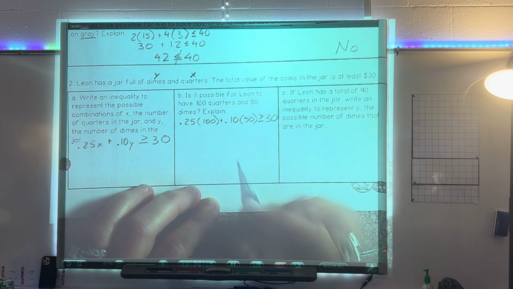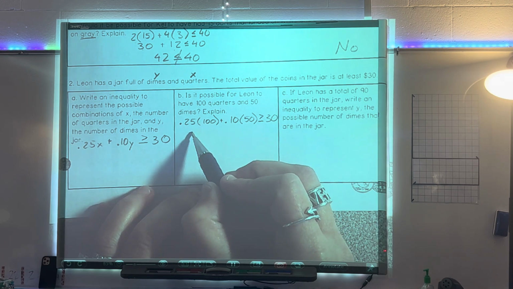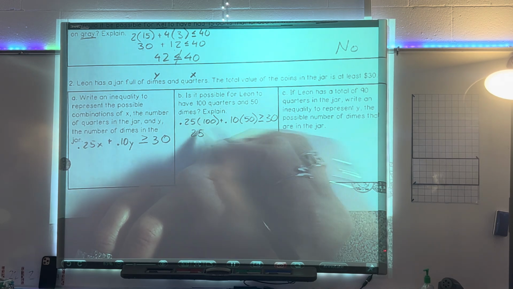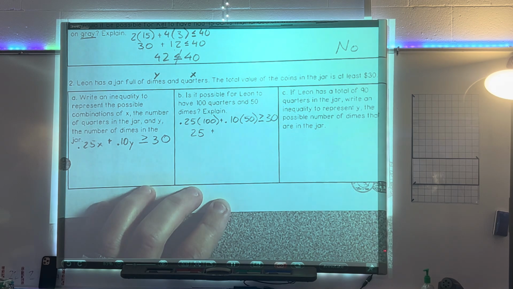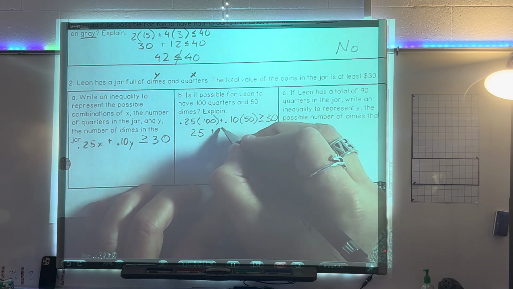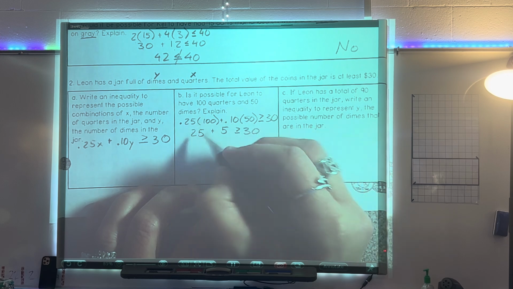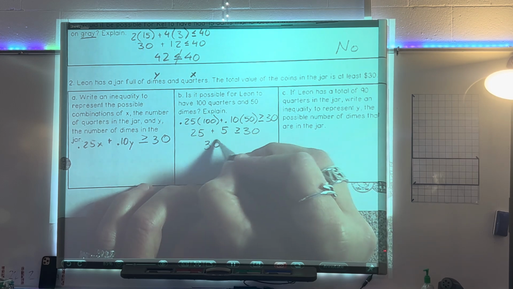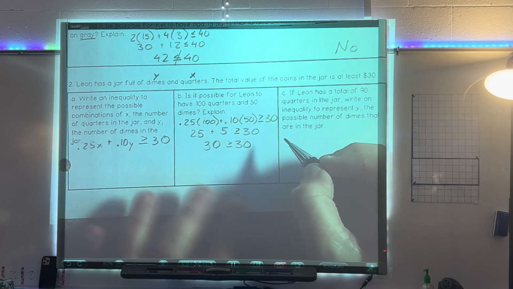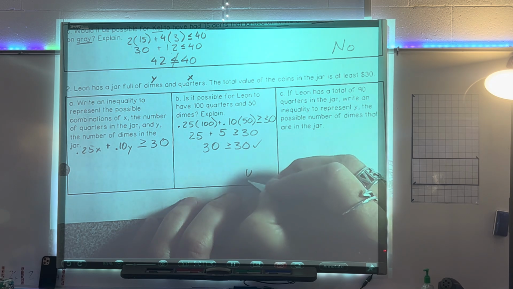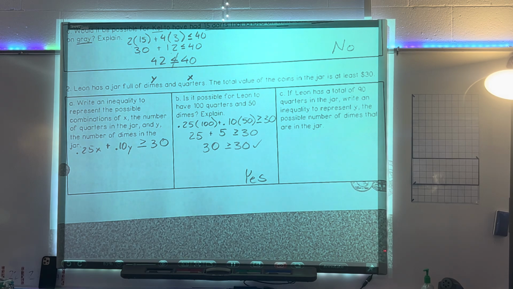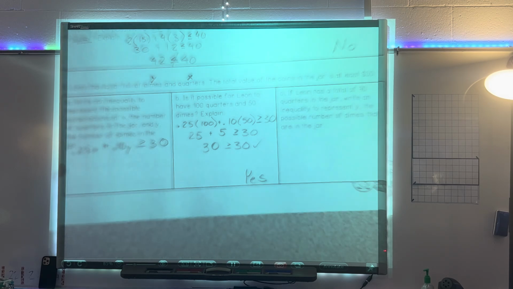Okay, so when I do 0.25 times 100, that's 25. And when I do 0.10 times 50, that gives me 5. So 25 plus 5 is 30. 30 greater than or equal to 30. Is that a true statement? Yes, so my answer to that is yes, he can have that. That would give me exactly $30, right?